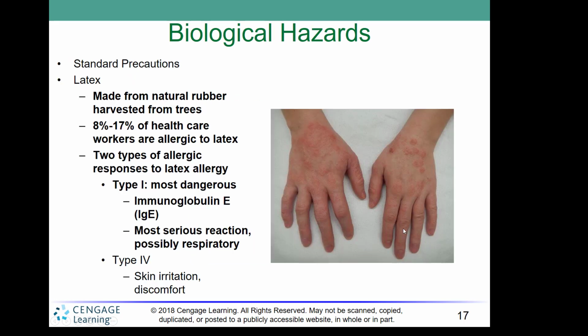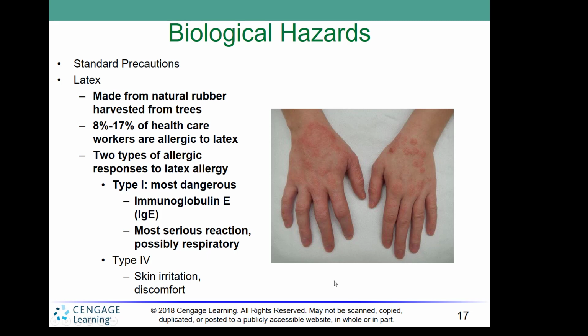Biological hazards, this would be things of concern like latex. We wear latex gloves. These gloves are made from natural rubber that is harvested from trees. So with anything natural can come allergies. 8 to 17% of healthcare workers are allergic to latex. So this is something that some of you could be dealing with. Things to be aware of.